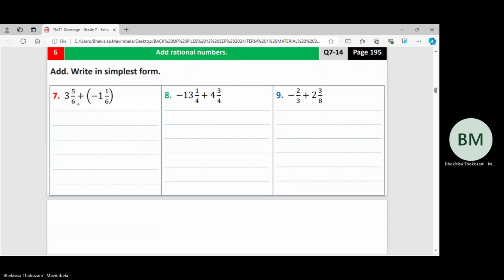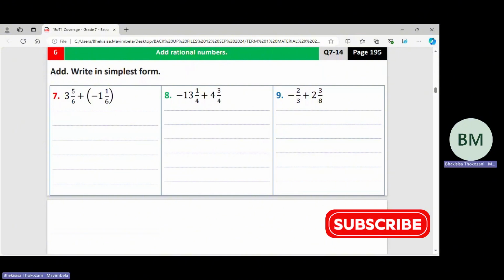Let's start. So what is 3? First, we're going to say 3 times. So here we have 3 times 5.